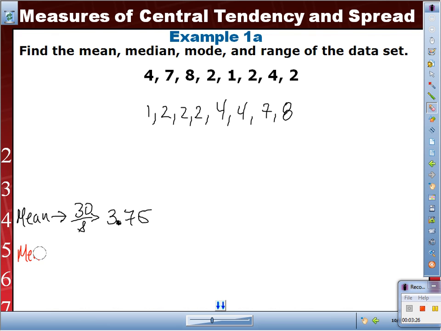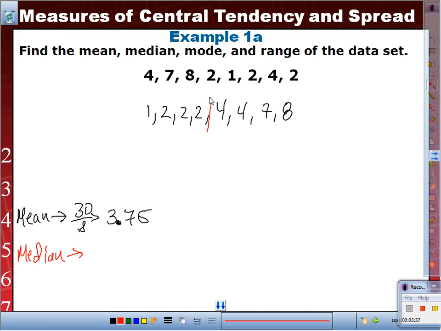How do we find the median, everyone? Once we organize it in least to greatest order, we go to the middle of the data. Is there any number in the middle of the data right here? No. Therefore, we get the 2 numbers closest. We do 2 plus 4 and divide by 2. So that's 6 divided by 2, which is 3.